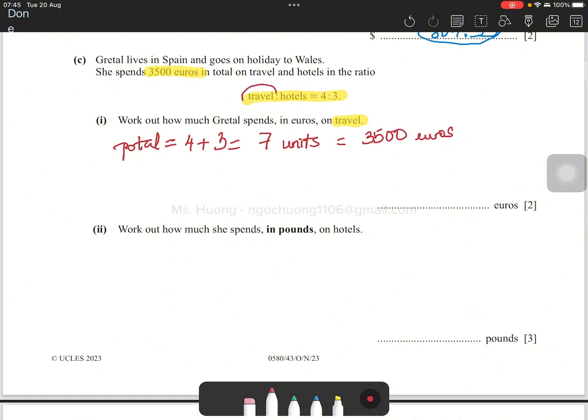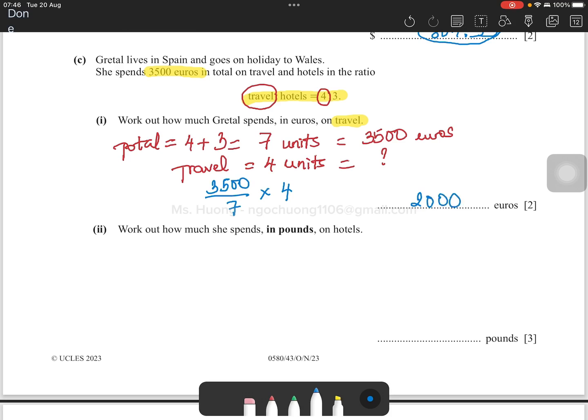And we see that travel accounts for 4 units. So I'll write it here. Travel is equal to 4 units. And 4 units is corresponding to how many euros? To do this, we'll divide 3,500 euros by 7 units to find the value of 1 unit. Then we multiply the value of 1 unit by 4 to find the amount she spent on travel, which is 2,000 euros.